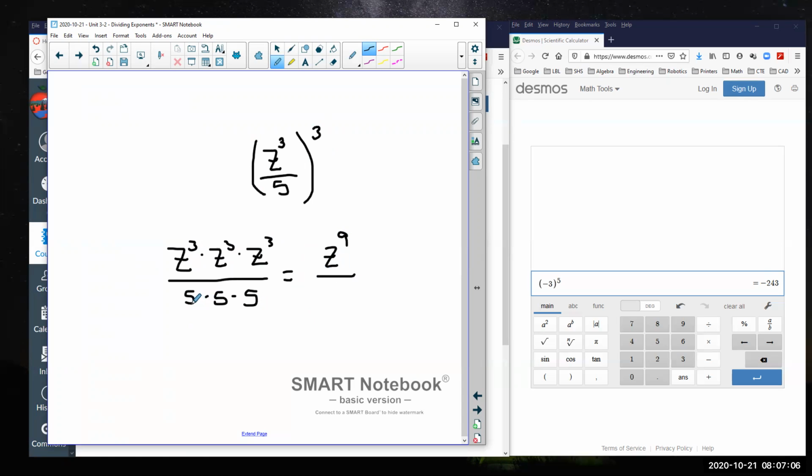And then on the bottom, I have 5 to the 3rd. And so I'm going to go over to my calculator here and do 5 to the third power. And that's going to give me 125. So it's z to the ninth over 125.